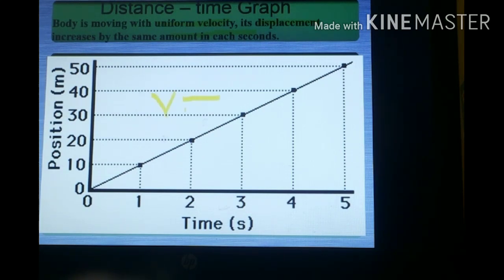We know that velocity's formula is what? Velocity is displacement upon time, or distance upon time. So distance or position is one and the same, and this is the time axis. By substituting over here we can get velocity as well. How we will be getting that, you will be able to understand in the next slide.